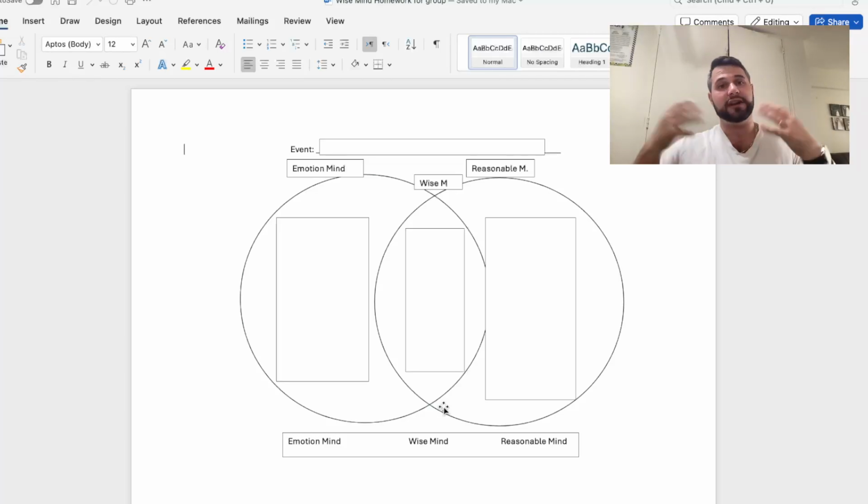So your emotion mind, what is that? That's where all your feelings live. It's hot, it's emotional, it's impulsive, it's driven by desire, right? On the other hand, reasonable mind, which is a very different part of you, is thoughtful, logical, goal-oriented, very task-based. Your inner computer, your inner analyst, your inner smart person, quote unquote. Mind the judgment a little bit there.